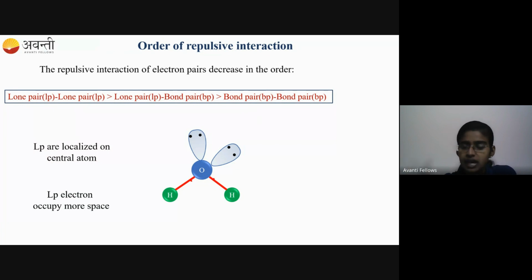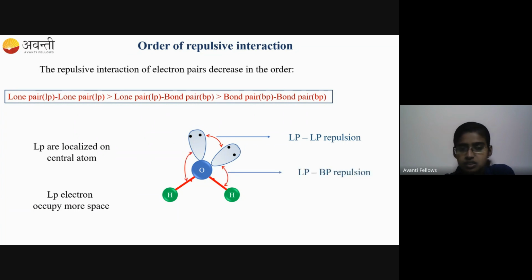Okay. Now there is a repulsion between these two lone pairs, which is called lone pair repulsion. And also we have repulsion between a bond pair and a lone pair. So this is a lone pair, this is a bond pair. So there is a repulsion.